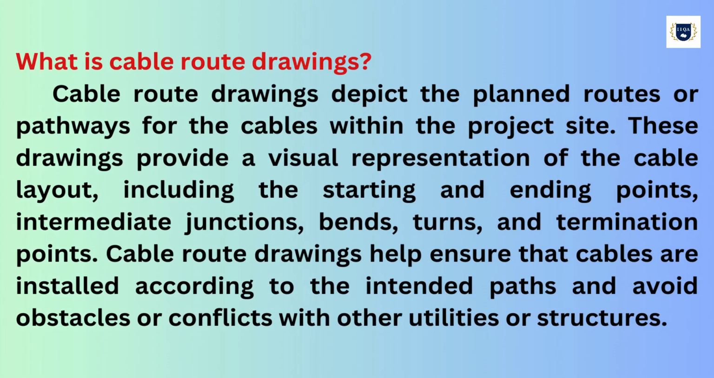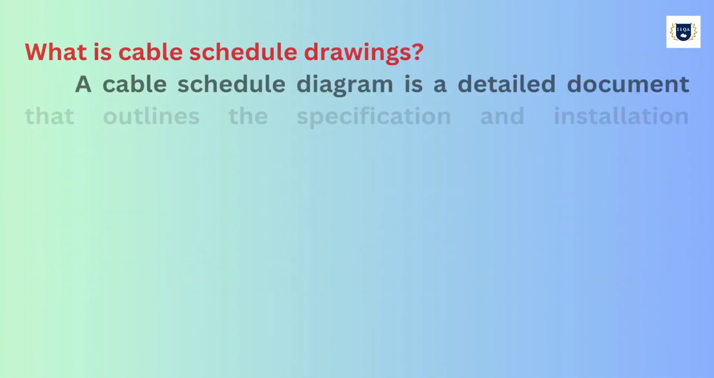What is cable route drawings? Cable route drawings depict the planned routes or pathways for the cables within the project site. These drawings provide a visual representation of the cable layout, including the starting and ending points, intermediate junctions, bends, turns, and termination points. Cable route drawings help ensure that cables are installed according to the intended paths and avoid obstacles or conflicts with other utilities or structures.